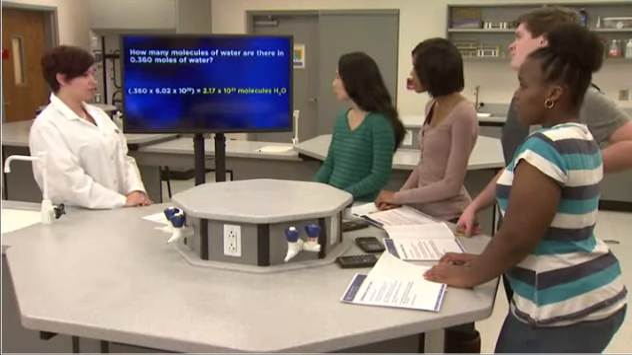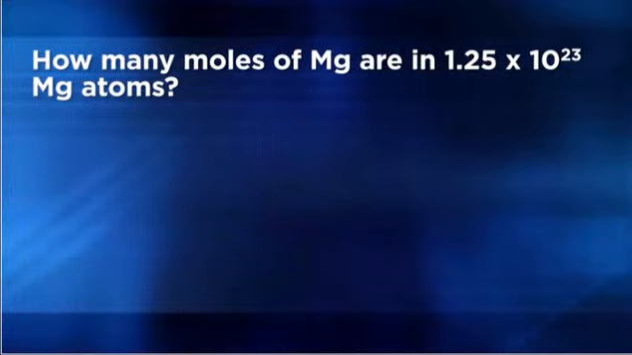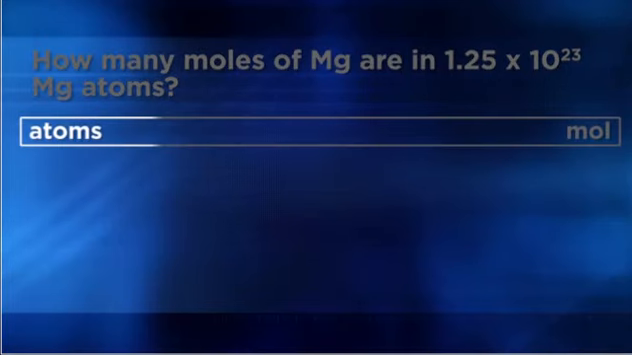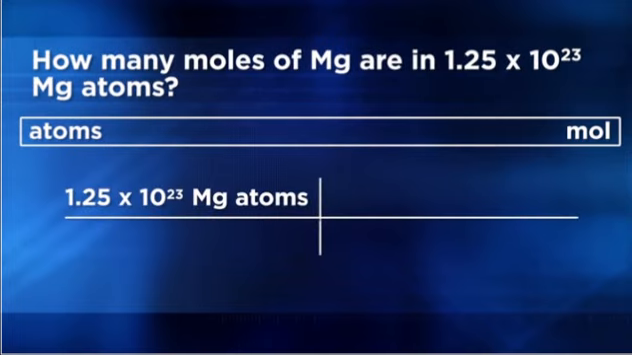Great job. Let's try one more conversion problem involving representative particles and moles. This one asks, how many moles of magnesium are there in 1.25 times 10 to the 23rd magnesium atoms? Who wants to get us started on this one? I'll try. We need to identify what we're given and what we're trying to solve for. Then place what we're given in the upper left-hand corner of a conversion chart. It looks like we're given atoms this time, and the question wants us to convert that to moles. So let's put 1.25 times 10 to the 23rd magnesium atoms in the upper left-hand corner of a conversion chart.